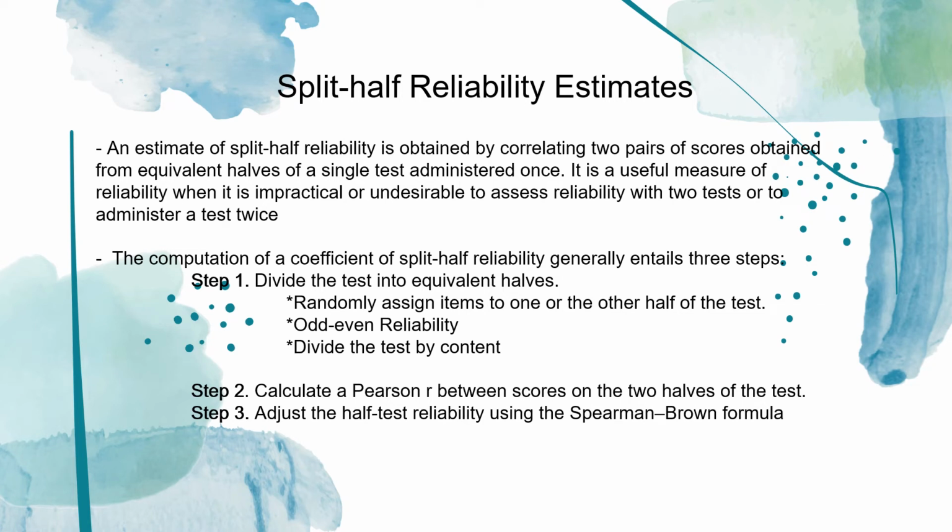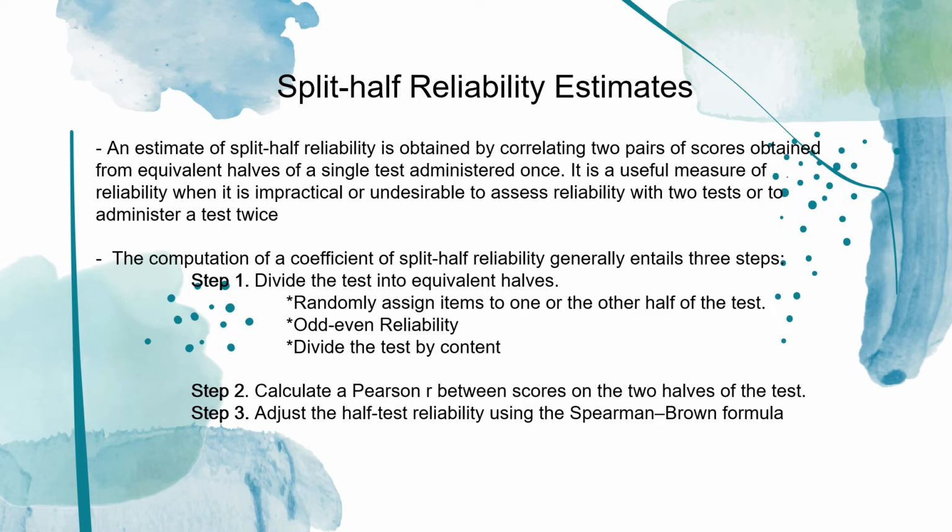Another way to split a test is to divide the test by content, so that each half contains items equivalent with respect to content and difficulty. So, the goal or the reason why splitting a test in half is important para maka-create ng what might be called mini parallel forms na each half is equal to the other half.